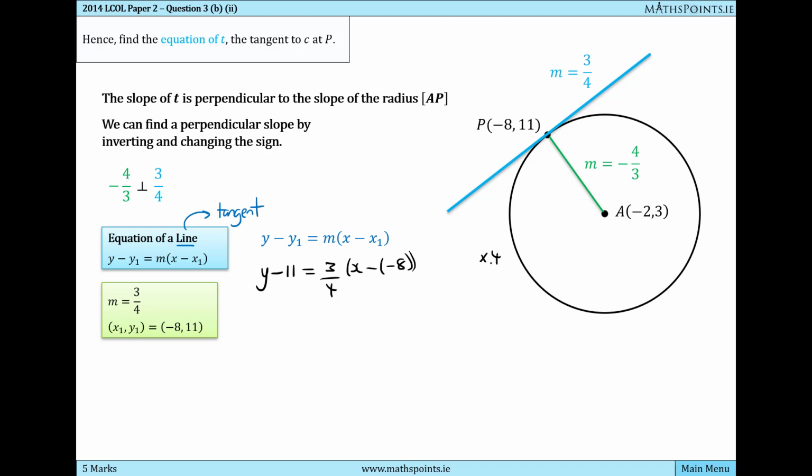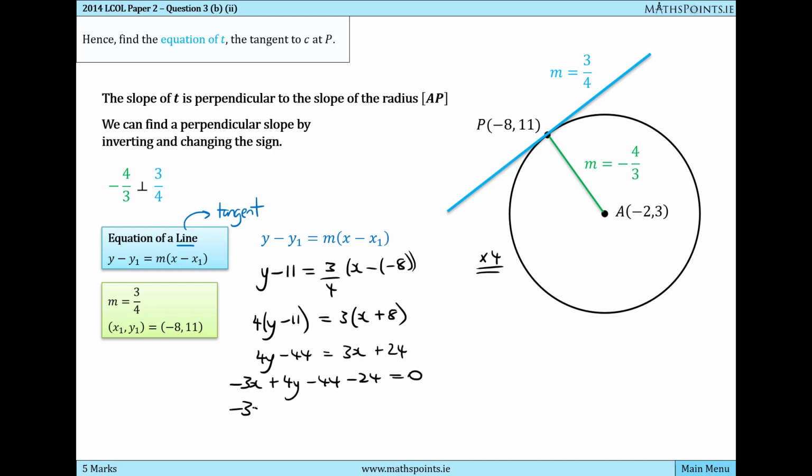If we multiply both sides by 4, we get rid of the fraction. So on the left-hand side we have 4(y − 11) = 3(x + 8), and minus minus 8 is plus 8. We'll multiply out the brackets to simplify. 4 by y is 4y. 4 by −11 is −44, equals 3 times x is 3x, and 3 times 8 is 24. We're going to bring all the terms to the left-hand side, so we're going to subtract the 3x from both sides. So −3x + 4y − 44. We'll subtract 24 from both sides, so −24 is equal to 0.